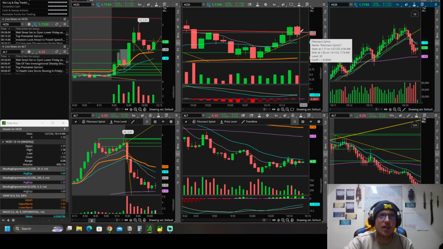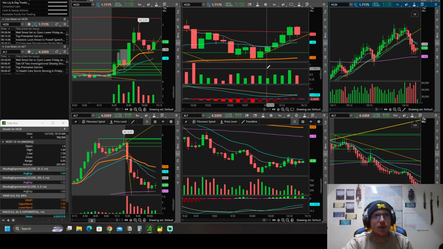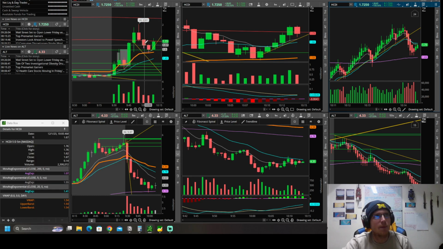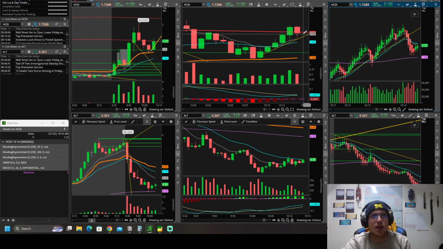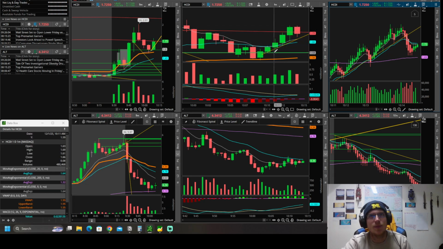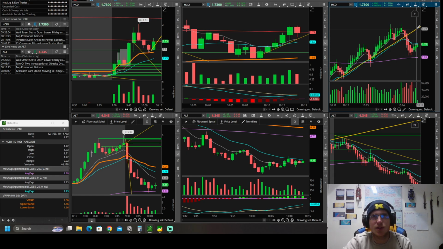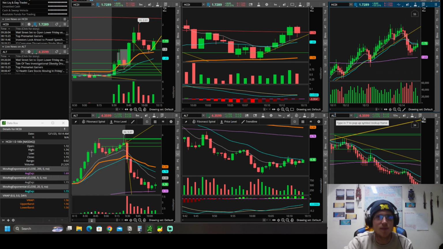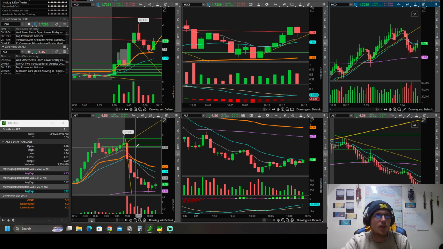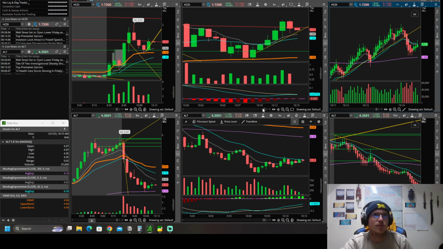55 to 70, 20 cents. That would have been a great trade off that dip, with a 5-minute candle to make a new high. Waiting for a 1-minute setup. But this line will probably be retested. Bing, bing, bing.